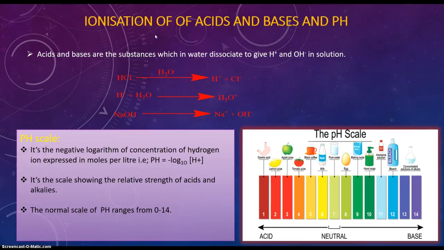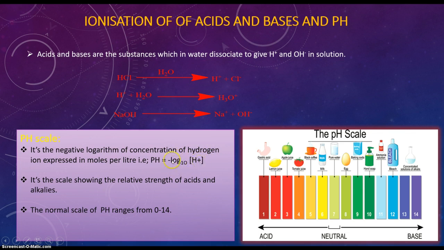Now we are going to discuss the concept of pH. So this is a very important topic. So first of all, what is pH? pH is the negative logarithm of concentration of hydrogen ion expressed in moles per liter. Okay, the mathematical form of pH is pH equals minus log of concentration of H plus or proton that is present in a solution.